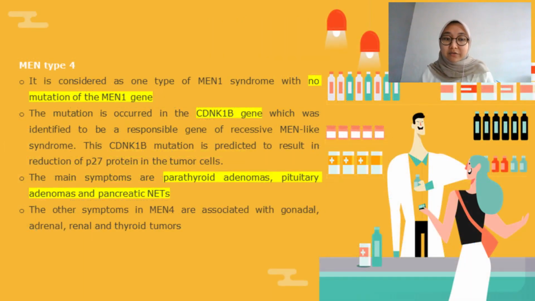The last one is MEN 4 syndrome, which is actually considered as one type of MEN 1 syndrome with no mutation of the MEN 1 gene. The mutation actually occurs in the CDKN1B gene, and the main symptoms of MEN 4 are pretty similar to MEN 1 syndrome, consisting of parathyroid adenomas, pituitary adenomas, and pancreatic adenomas. But there are other symptoms in MEN 4 which are associated with gonadal, adrenal, renal, and thyroid tumors that can differentiate MEN 4 from MEN 1 syndrome.